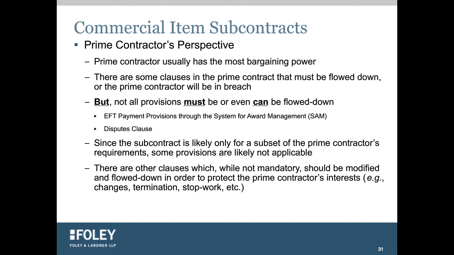So also, the subcontractor might only be performing a subset of the prime's requirements. So you might have a prime contract for the sale of goods, but you're subcontracting out some testing services or some coding services. Those are services. In that case, you're going to want to flow down the service-type clauses to your subcontractor, not those that apply to goods. What happens if you have a cost-plus fixed-fee prime contract and you're issuing a fixed-price subcontract? You're going to want to flow down the fixed-price version of the changes clause and termination clause. You're not going to want to flow down the cost reimbursement version.